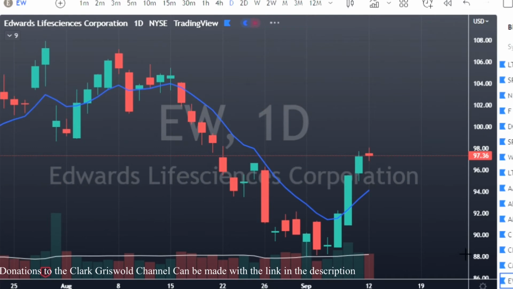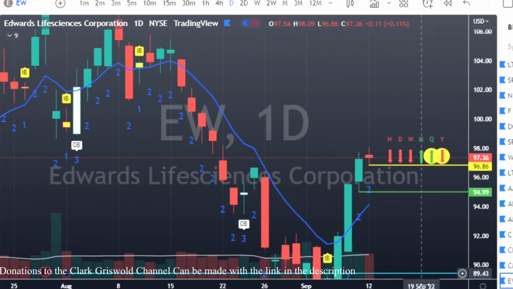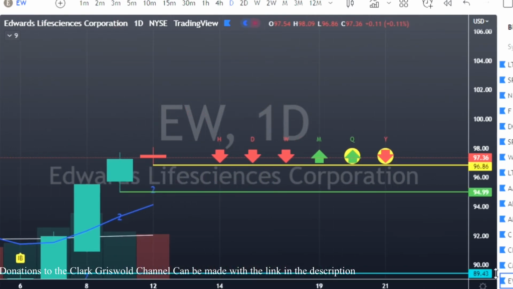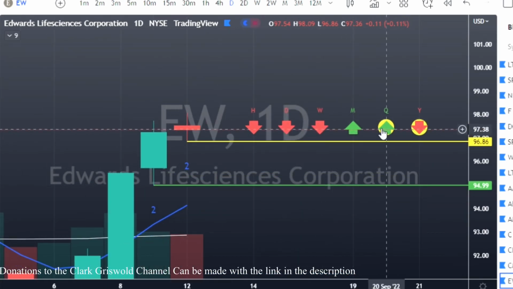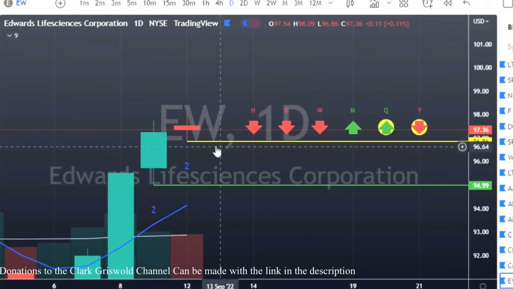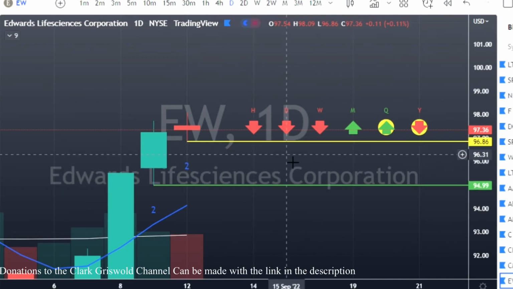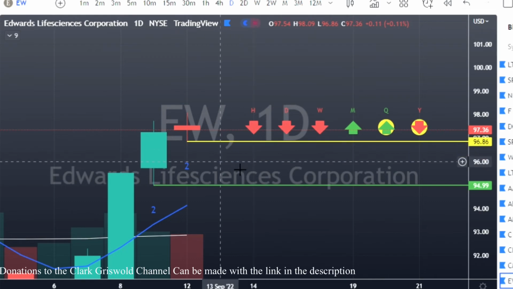EW. EW has a 2-up finish red. Again, this is one of those ones where we're looking at time frame continuity. If this goes up, we are green across the board except for the year. So right now, this is telling me it's going to go down, or the probability is that it's going to go down. 96.86 for the puts, and first target's at 94.99.